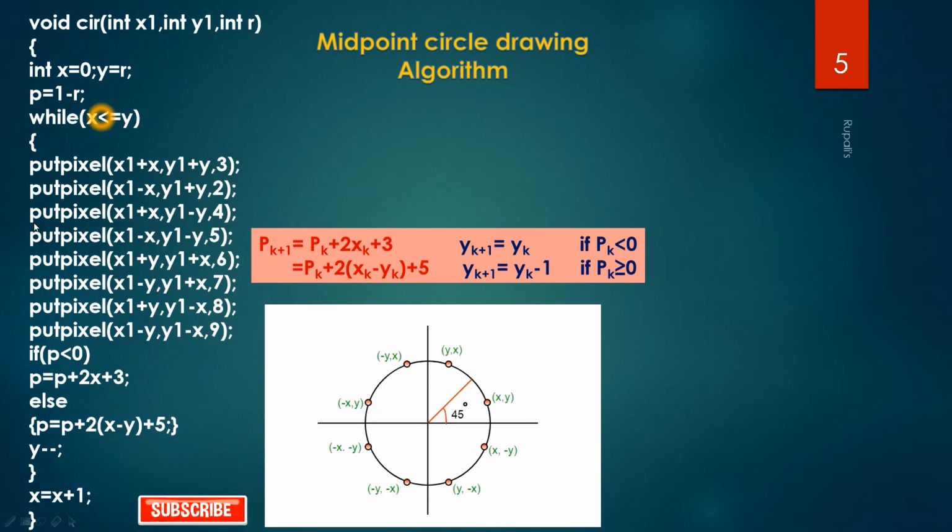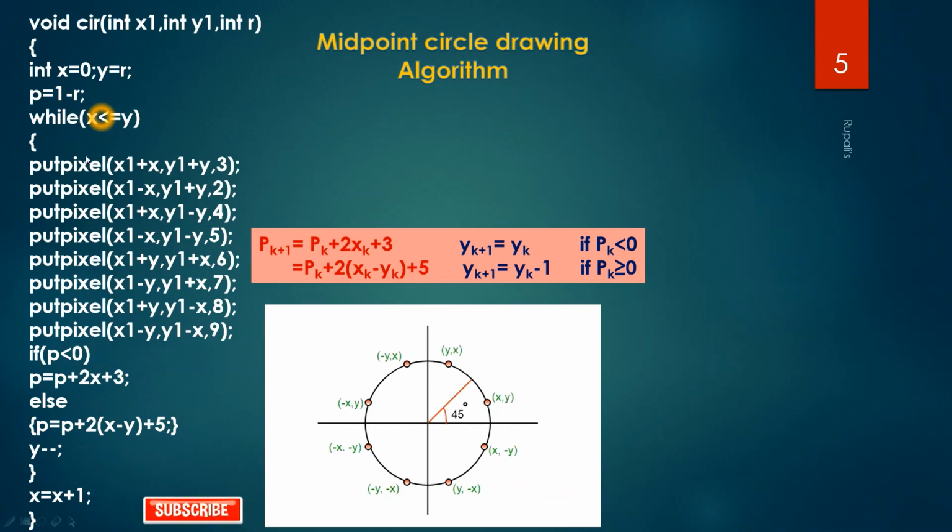I am writing plot pixel for these 8 combinations, and these 3, 2, 4, 5 are the color of your pen. Color value is always an integer. First put pixel, the first point is x plus y, means this point, and the color is 3. Second is minus x plus y, means this point, color is 2. In this way each octant has a different color. In this way you can draw the circle.